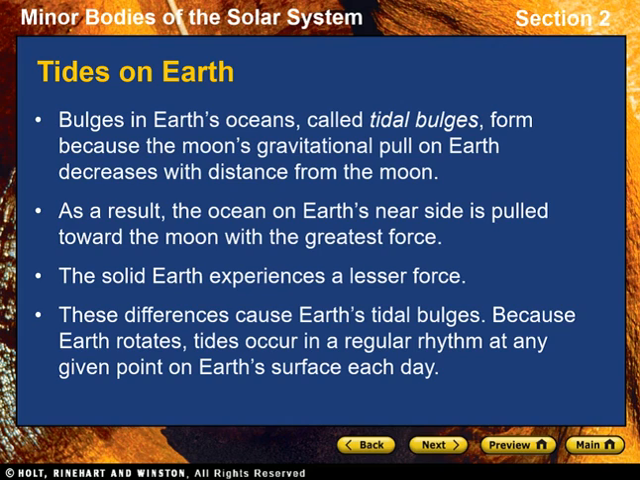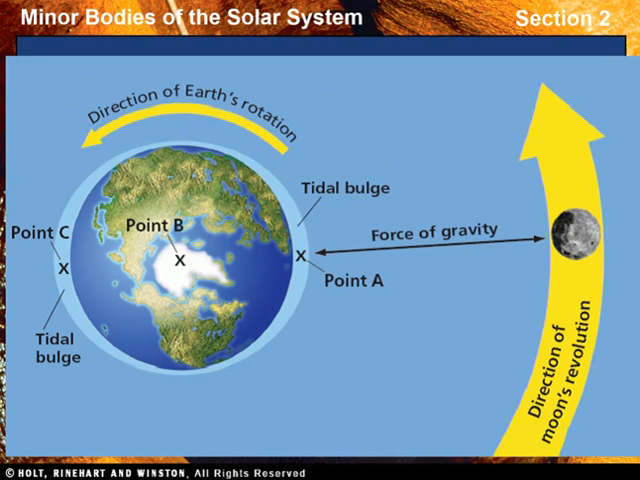Tides on Earth. Bulges in Earth's oceans, called tidal bulges, form because the moon's gravitational pull on Earth decreases with distance from the moon. As a result, the ocean on Earth's near side is pulled toward the moon with the greatest force. The solid Earth, which acts as though all of its mass were at Earth's center, experiences a lesser force. The ocean on Earth's far side is subject to less force than the solid Earth is. As shown on the screen here, these differences cause Earth's tidal bulges.